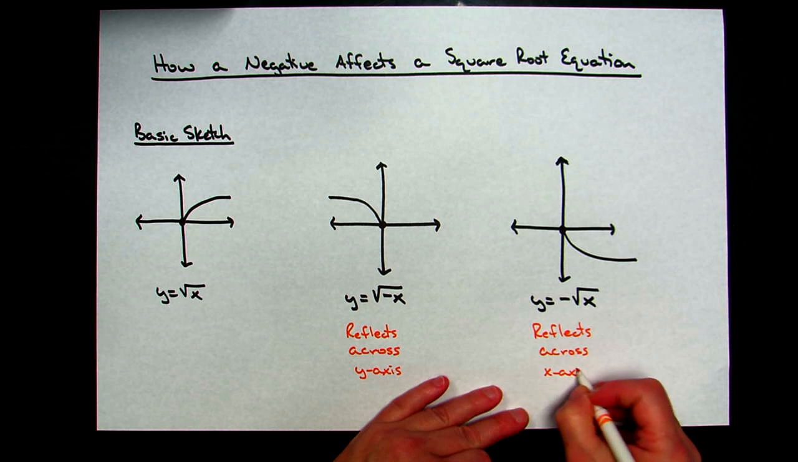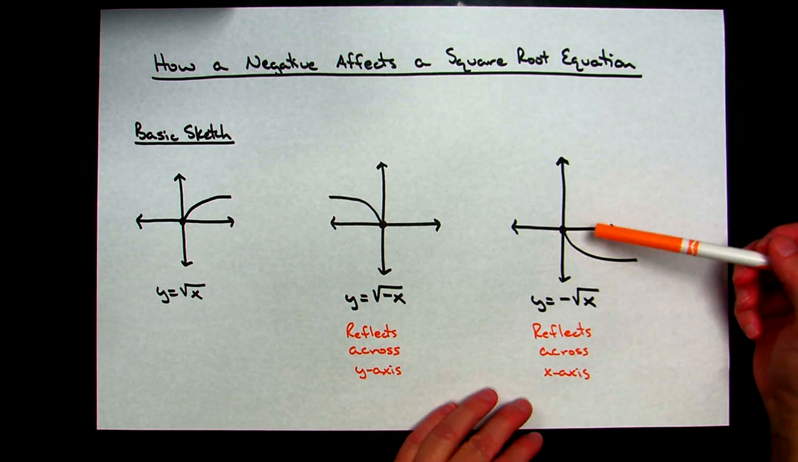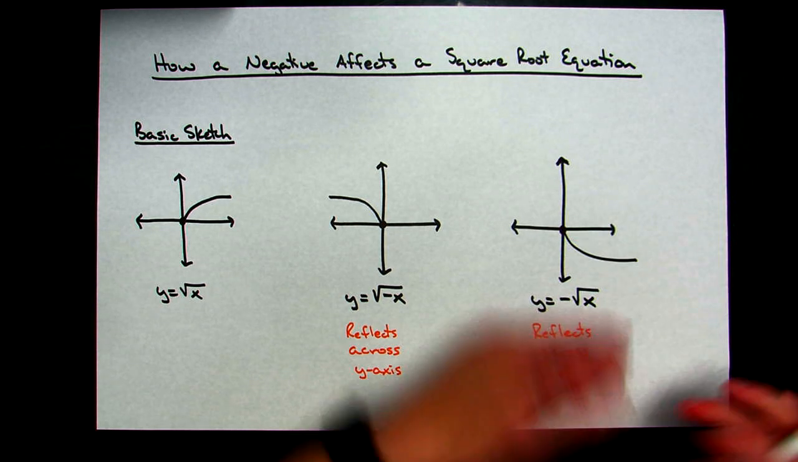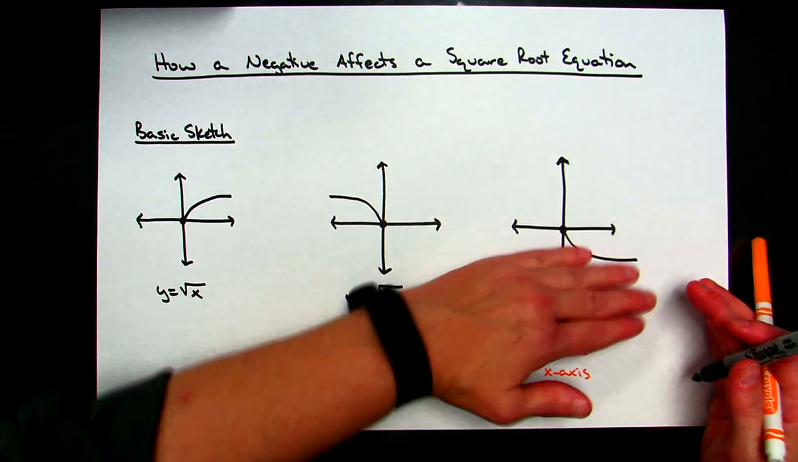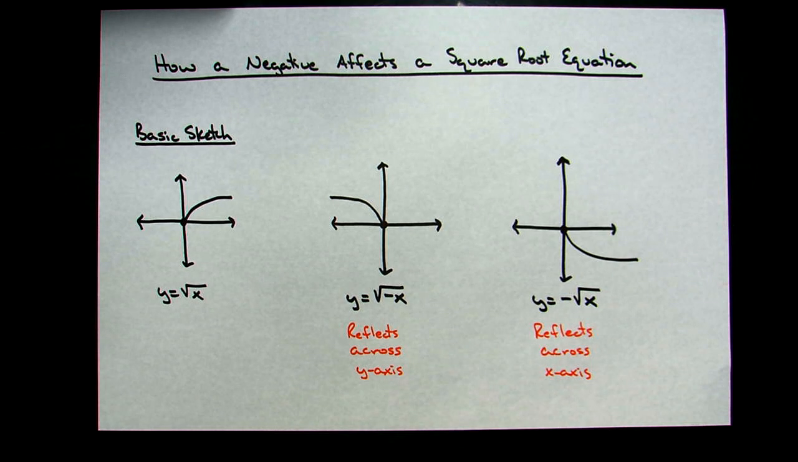And then keeping in mind, this is just when it's at the center. As soon as I translate this graph to somewhere other than the origin, it is just going to reflect top to bottom. You can't really say reflects across the x-axis. So just a few little basic graphs there on how a negative affects square roots.